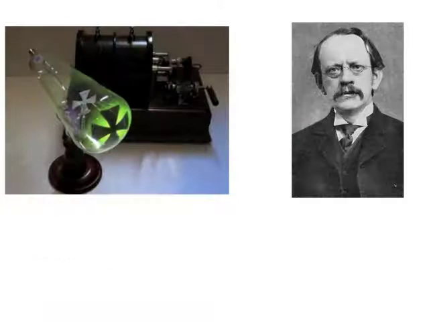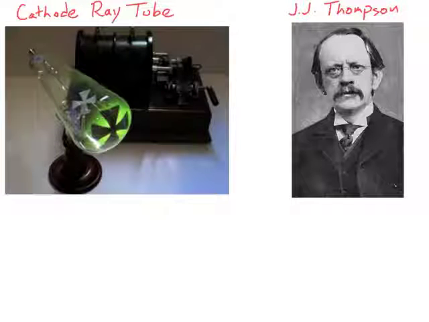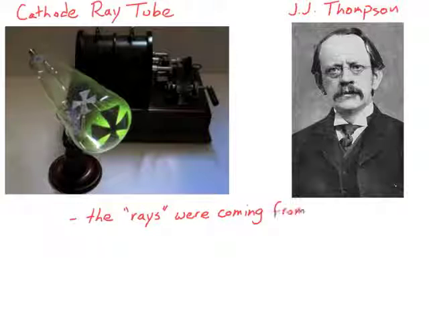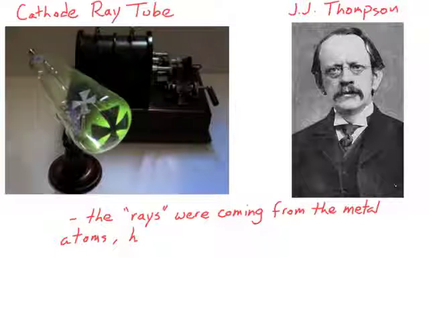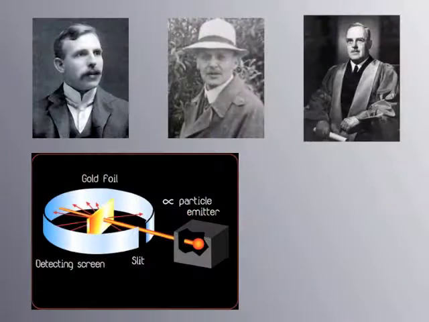Alright, let's jump up to the later 1800s with J.J. Thomson's cathode ray tube. It's basically a primitive TV tube, here with an iron cross projected on one side. And what he found was there were rays coming from a metal electrode in this tube when he applied a voltage, electricity. And those rays were coming from the metal atoms. They had a negative charge, and he called them electrons. And electrons had to be part of the atoms.